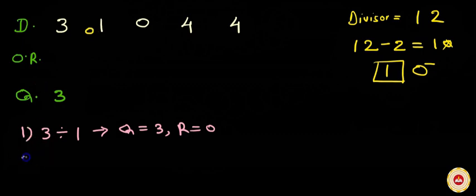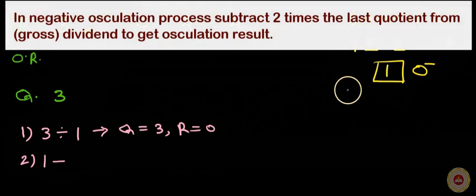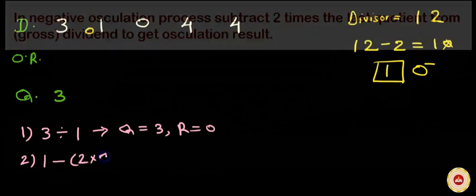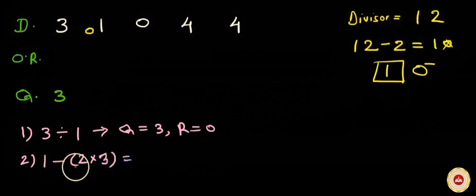So next step is this 1. Consider this 1. What we are doing? We are going to calculate first osculation number. So 1 minus what to subtract? Why to subtract? Because this is negative osculation process. Therefore, subtraction. What to subtract? 2 times last quotient, which is 3. Okay, which gives us 1 minus 6, that is minus 5, negative 5. Now this negative 5 is our first osculation number.